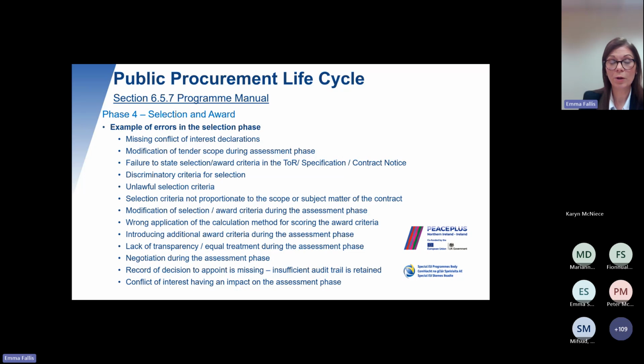Now, there probably could be other errors, but these are the most common ones and the ones that are worthwhile noting what the errors are. So at least then you can maybe put steps in place to make sure that you don't fall foul of those.